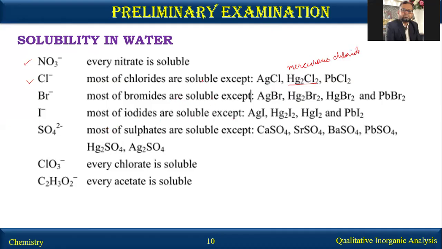Bromide, similarly, just like chloride, bromides are also water soluble. Most of the salts containing bromide are water soluble, except these: silver bromide, mercurous bromide, mercuric bromide, and lead bromide. Iodide. Most of the iodides are also soluble except silver iodide, mercurous iodide, mercuric iodide, and lead iodide.